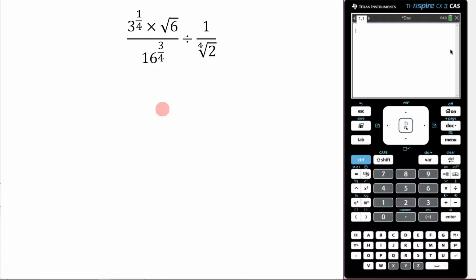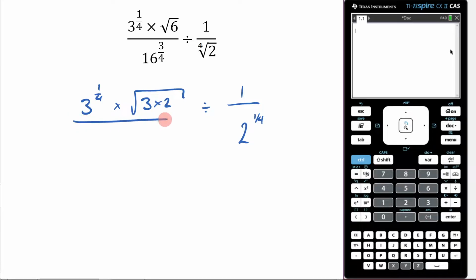We're going to be using a whole bunch of things that we've learned in previous lessons and ideas and kind of put them all together for this. Okay, let's begin by just rewriting stuff. So I've got 3 raised to the 1 on 4. Now I've got 6. I'm going to break that 6 up into 3 times 2. And then I'm dividing by 1 on 4. Now, instead of writing it like this, I'm going to actually write it like that. And then this is over.